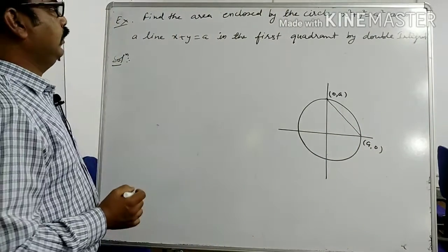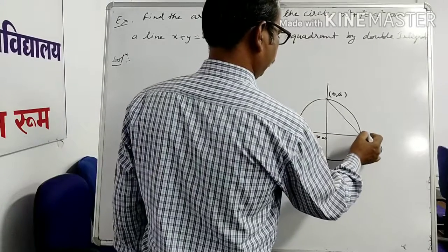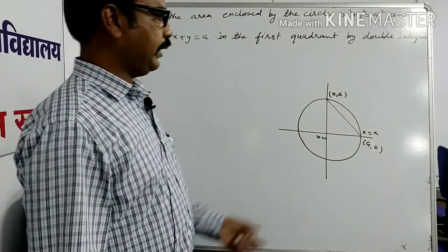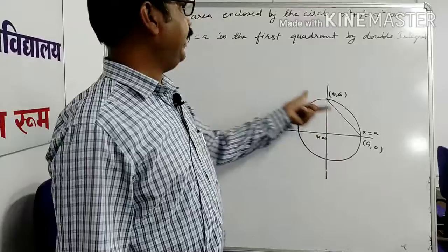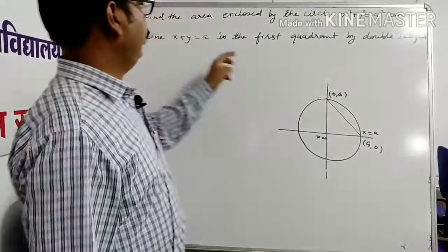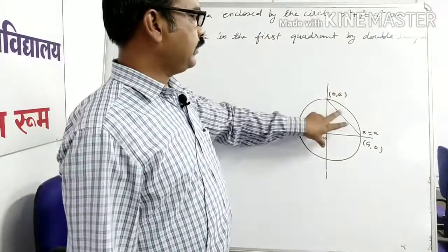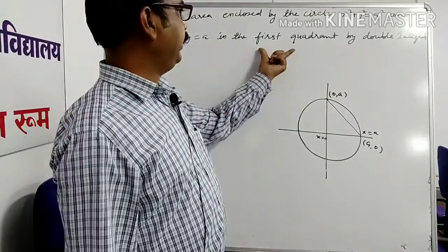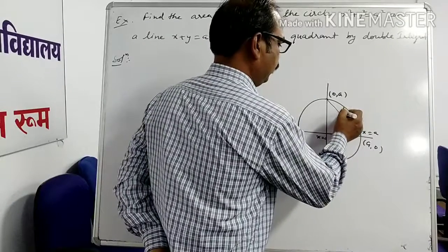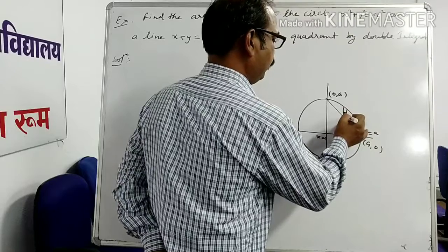According to the question, we have given a circle whose radius is a and a line x plus y equal to a. So this is the given region, and we have to find the area of this region, because it is given that it is in the first quadrant. So this is the region whose area we have to calculate.